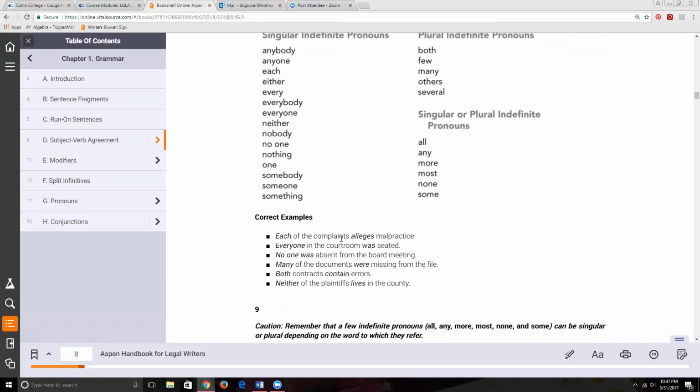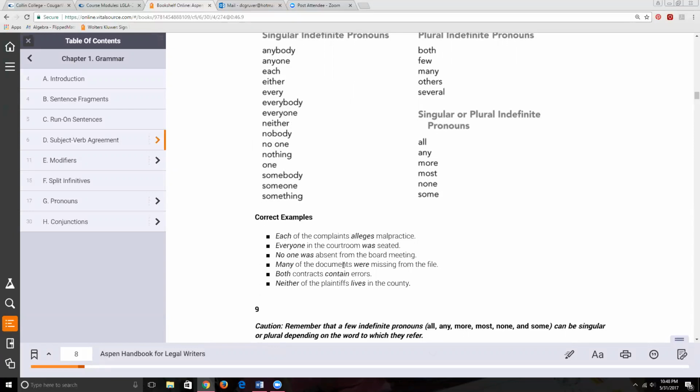Each of the complaints alleges. We have our word "each" right here, so we know it calls for a singular. Each alleges. Everyone in the courtroom was seated. Everyone is always singular, so we need to have "was." No one was absent. We have "no one" here. It needs to be singular. We need to have a "was."